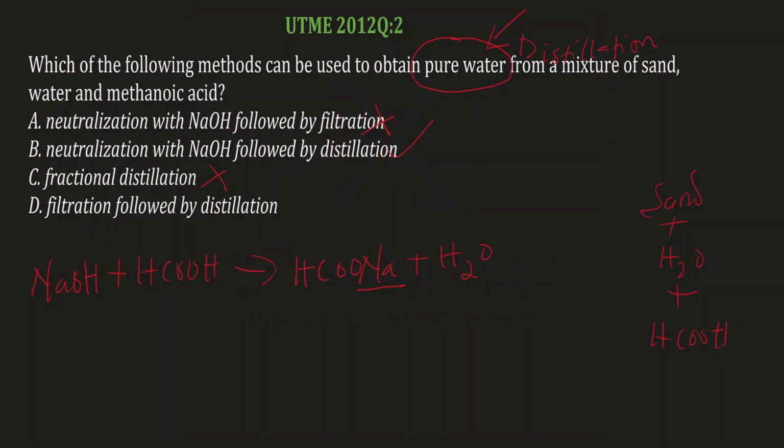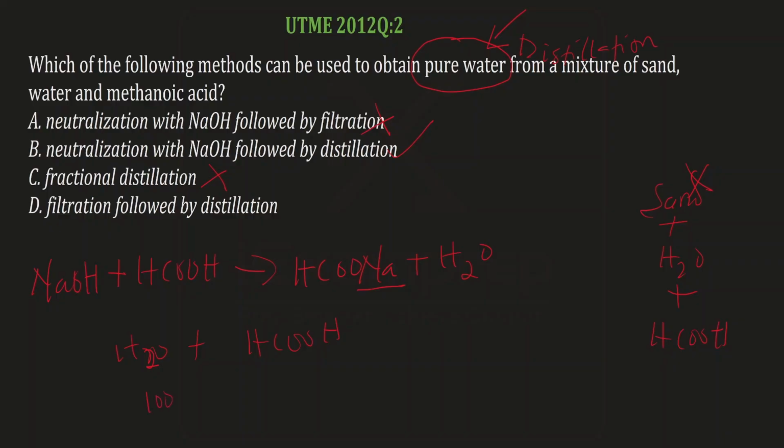Now, option D is a little tempting because we have filtration followed by distillation. If we filter first, the sand is going to be removed. Then our filtrate is going to be just water and methanoic acid. And it looks as if you can use distillation to separate these two. But this is not going to be possible because the boiling point of methanoic acid and that of water is very close. In fact, they are the same.